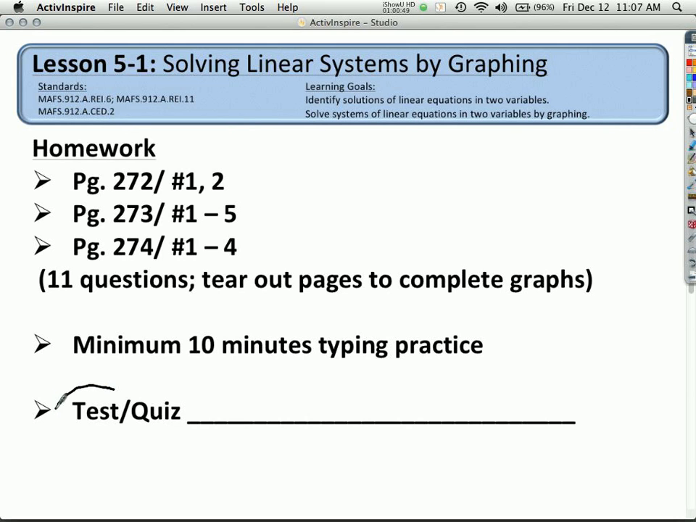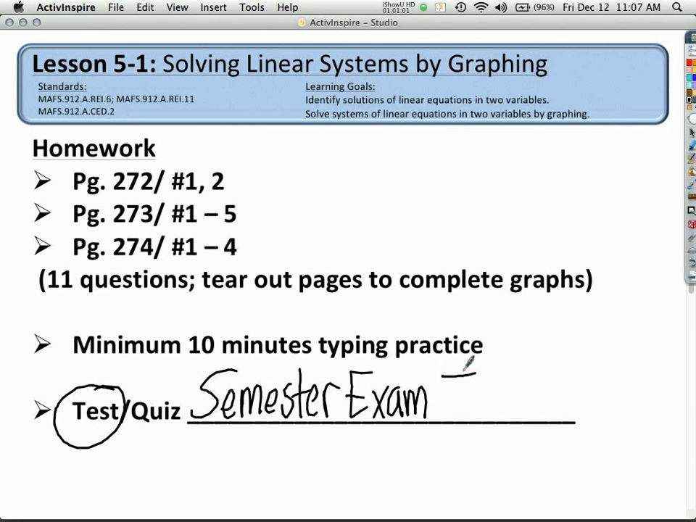Now, you have your semester exam on Tuesday. I gave you a study guide already, so that's what you should be working on to get yourself ready for the semester exam.